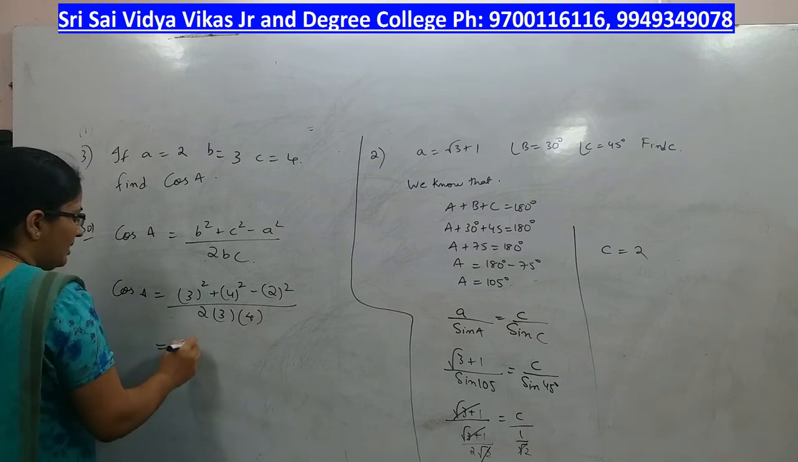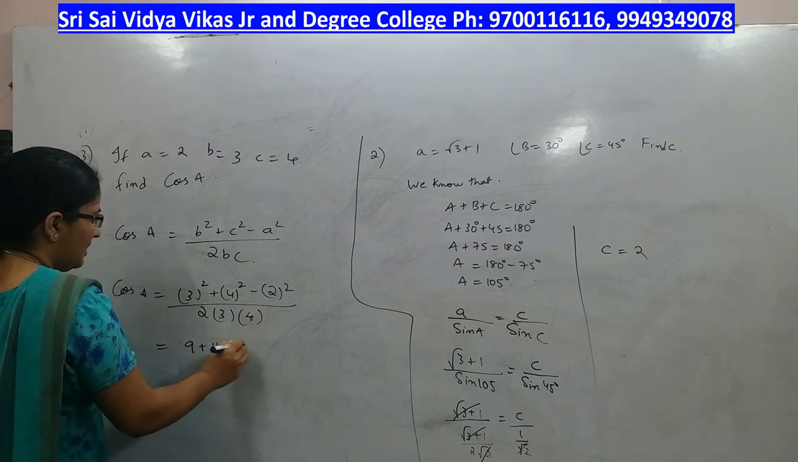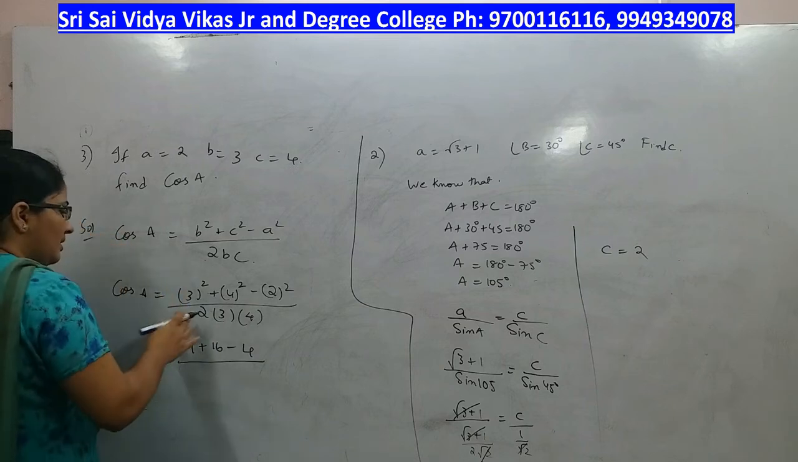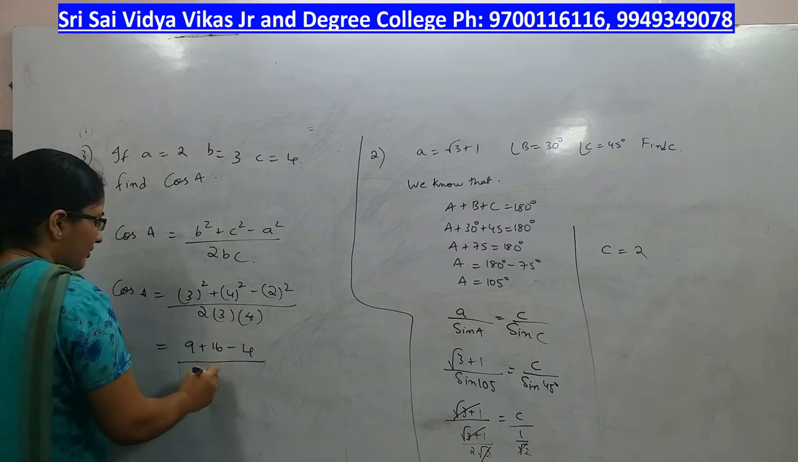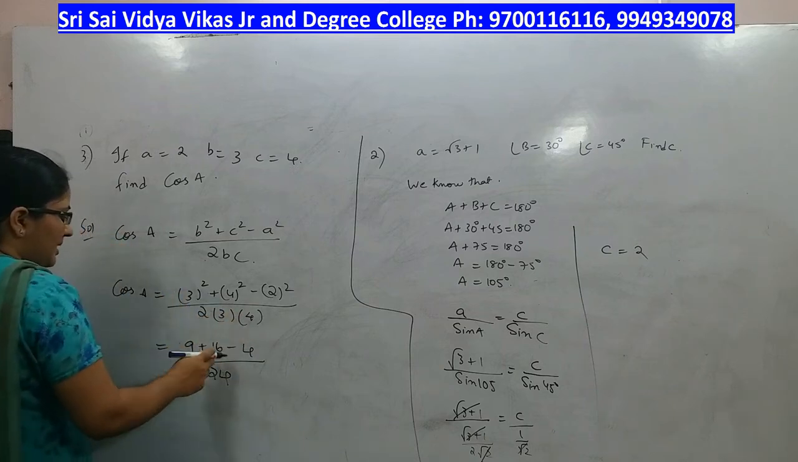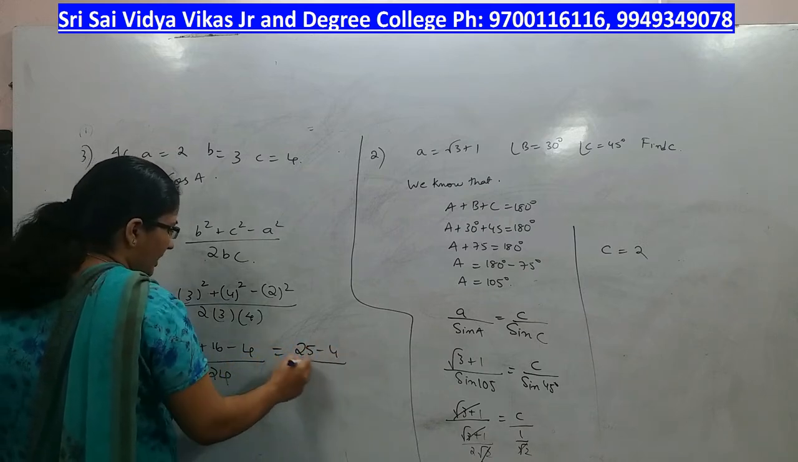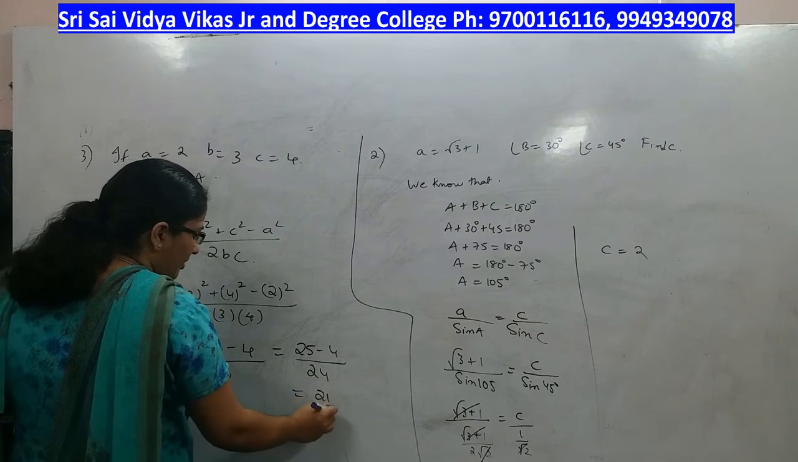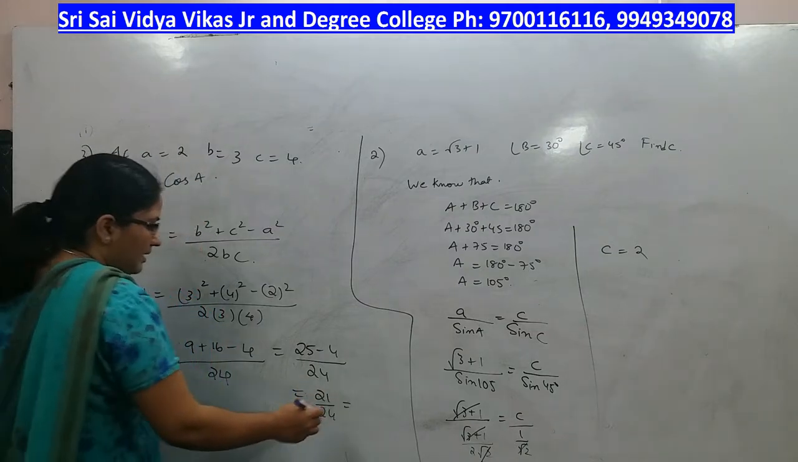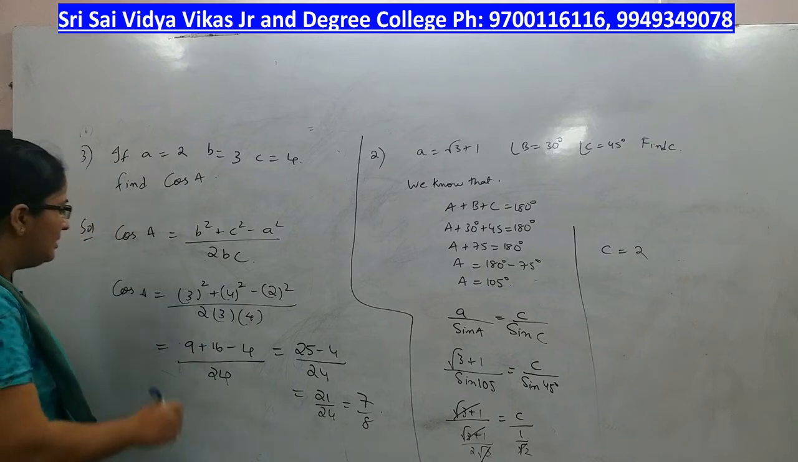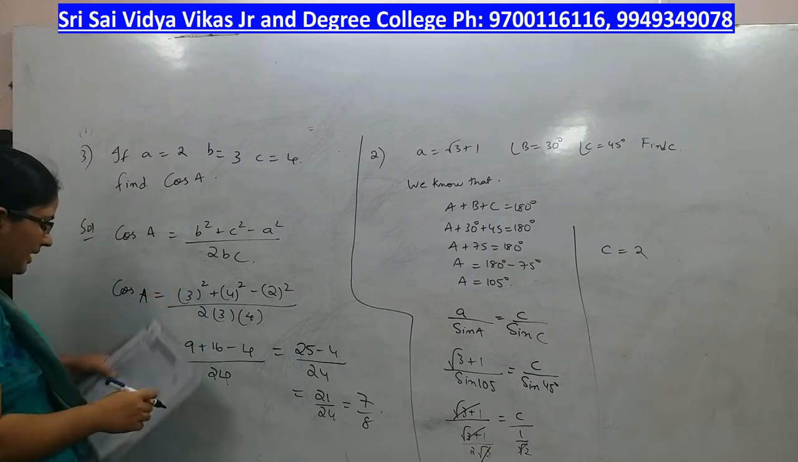that is equal to 9 plus 16 minus 4 by 2 3s are 6, 6 4s are 24. So 9 plus 16 is 25 minus 4 by 24, which is 21 by 24, which is 7 by 8. So cos A value is 7 by 8.